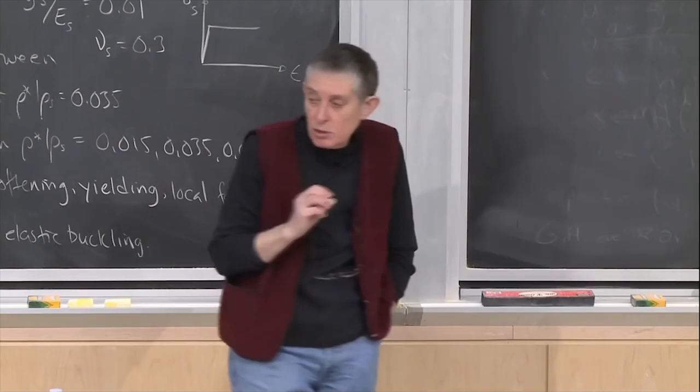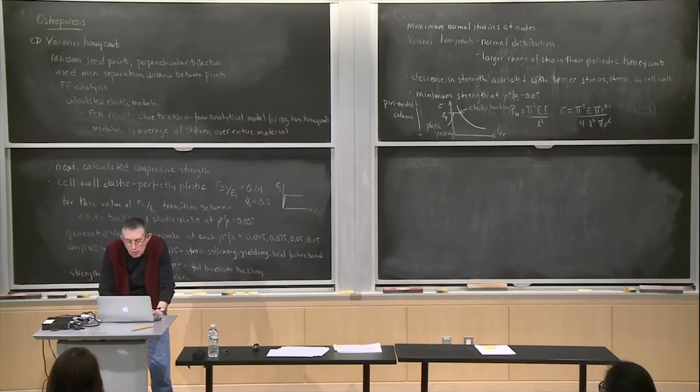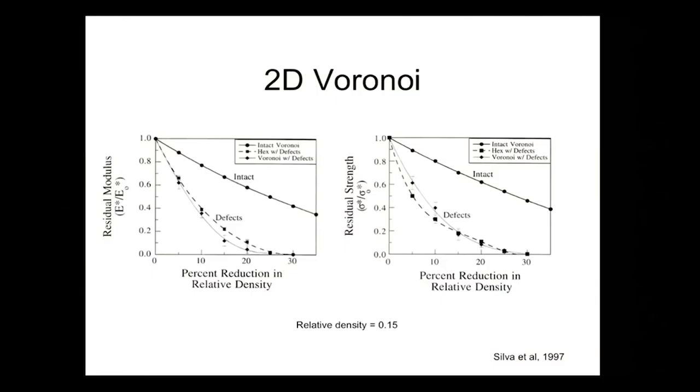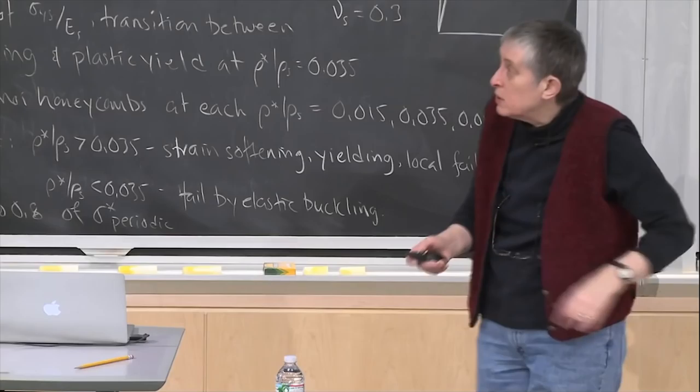Voronoi models. Okay. So we did another series of tests where we looked at, if we have a certain density that we start with, and then we look at losing, say, bone mass or relative density in our honeycomb, what happens if we thin the struts versus if we remove struts. So these plots here show that, and Matt Silva also did this.